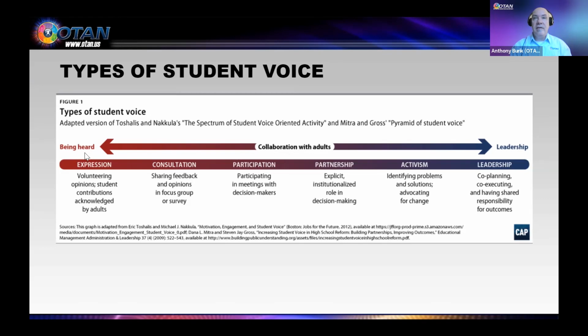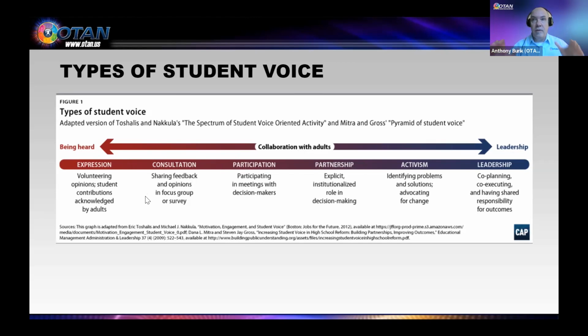On the left-hand side, we move from being heard. And if we keep moving from left to right, we get closer and closer to leadership, right? So this is really the collaboration with adults. In this case, it is the collaboration between the teachers and the students, or students and students, maybe students and administrators, students and staff at the school. So again, there are different types of student voice.